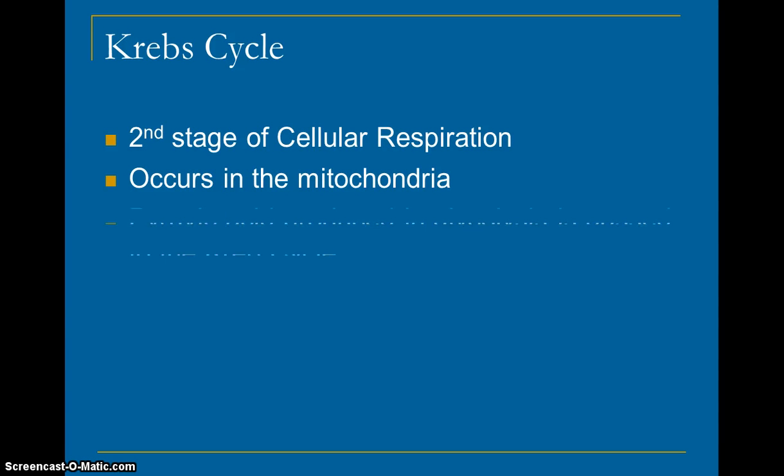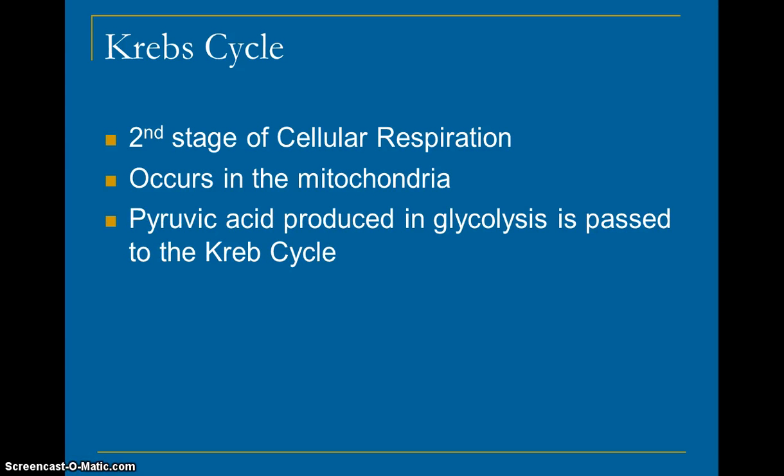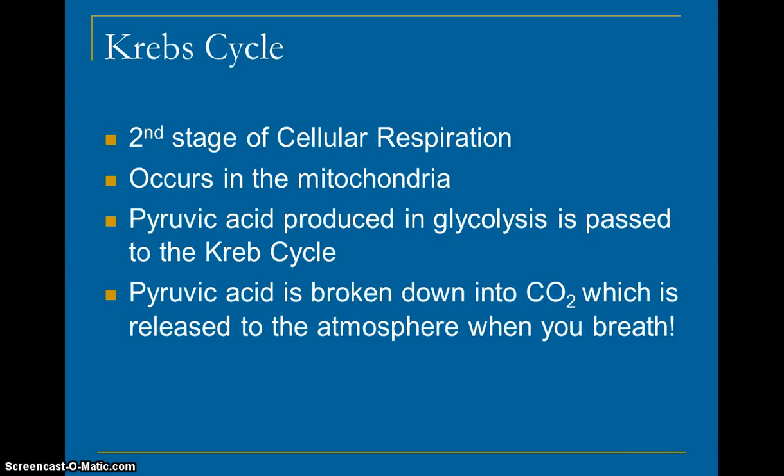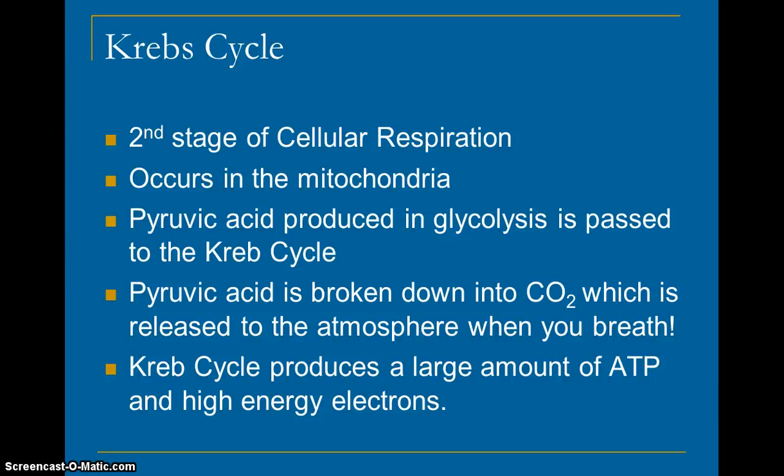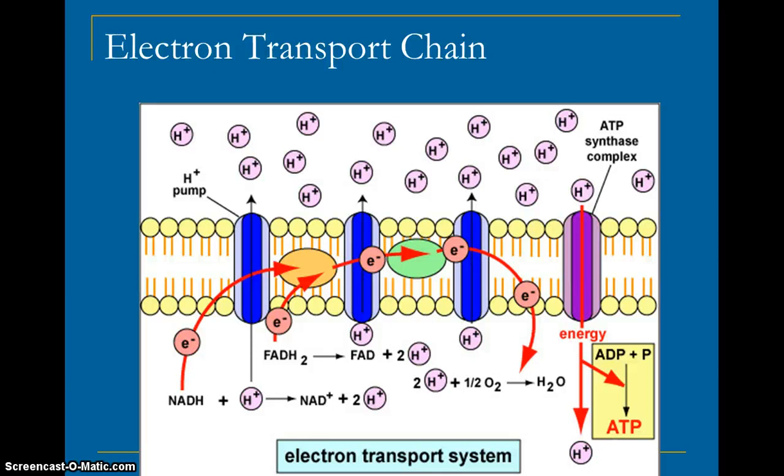Next is the Krebs cycle, the second part. This occurs in the mitochondria. Pyruvic acid is produced in glycolysis and is passed to the Krebs cycle. Pyruvic acid is broken down into CO2, which is then released into the atmosphere when you breathe. And then that CO2 is also absorbed by plants, so then photosynthesis can take place again. The Krebs cycle produces a large amount of ATP and high energy electrons. Next, onto the electron transport chain. The electron transport chain takes NADH and FADH2 from the Krebs cycle and produces H+ ions to make water, as well as it takes ADP and adds a phosphate group to it, so then ATP is formed.